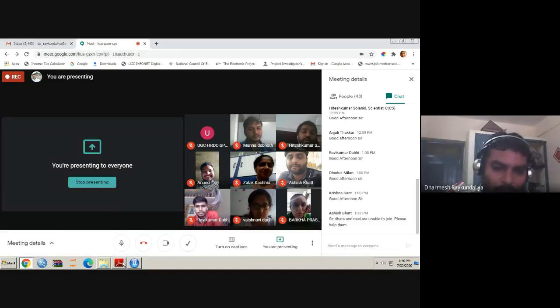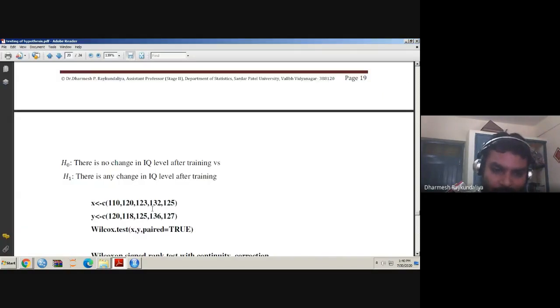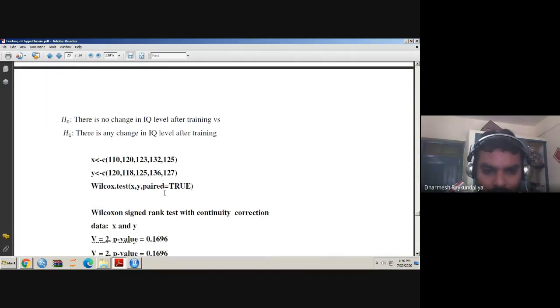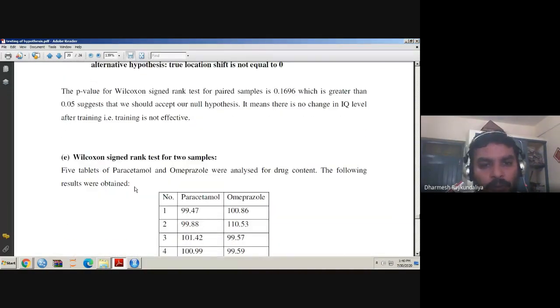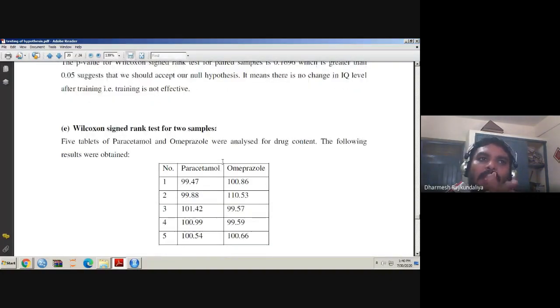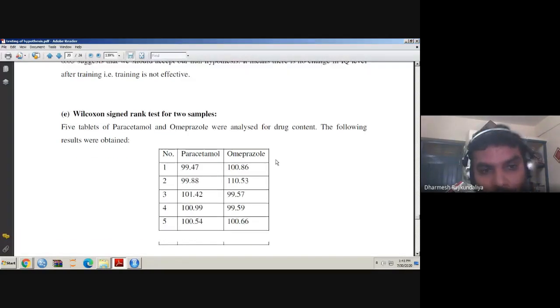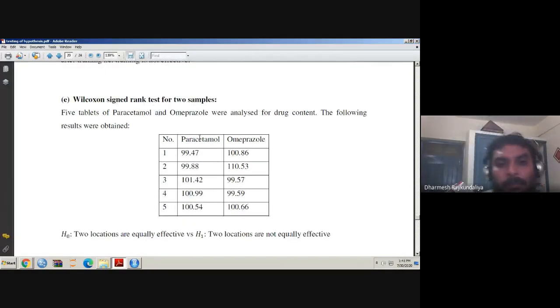So now we will move to the next. Wilcoxon signed rank test for two samples. It is an alternative to the independent two sample t-test. I may ask you, which test is an alternative to the independent two sample t-test? So this is the Wilcoxon signed rank test, matched pair, something like that. So you should have an idea about that. What is the use of the Wilcoxon signed rank test for the two sample t-test?